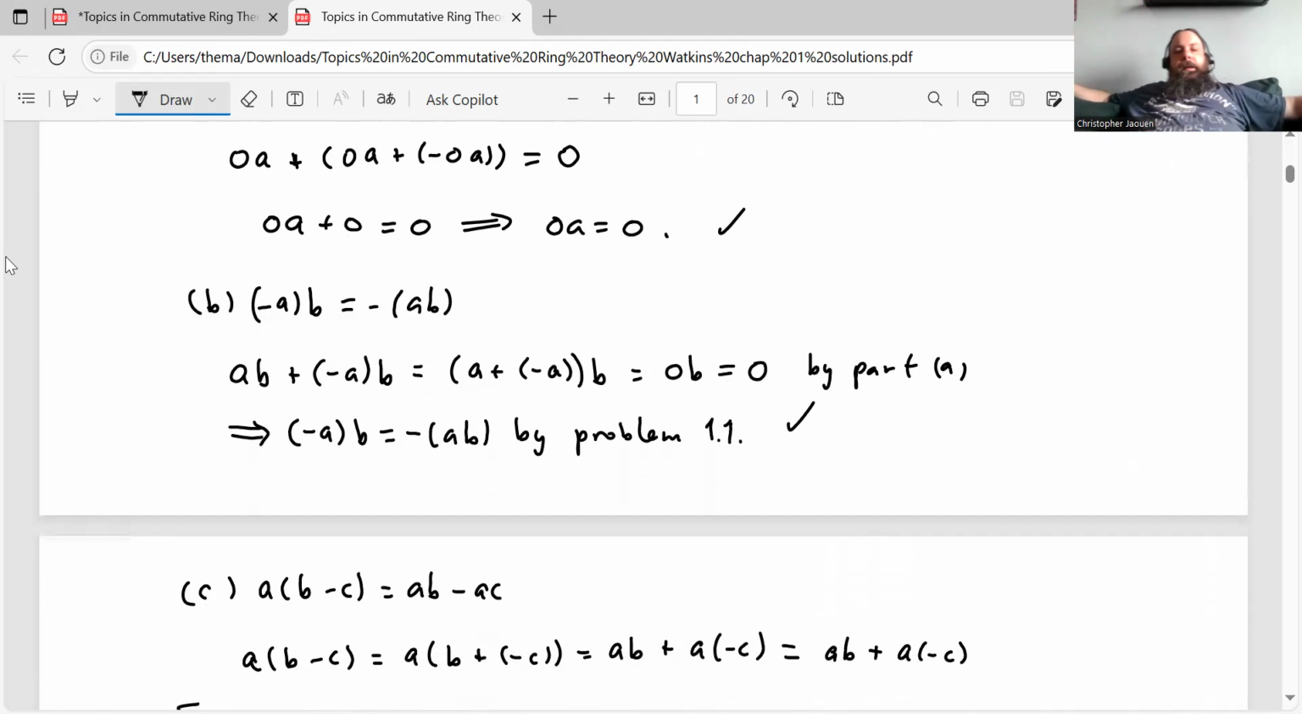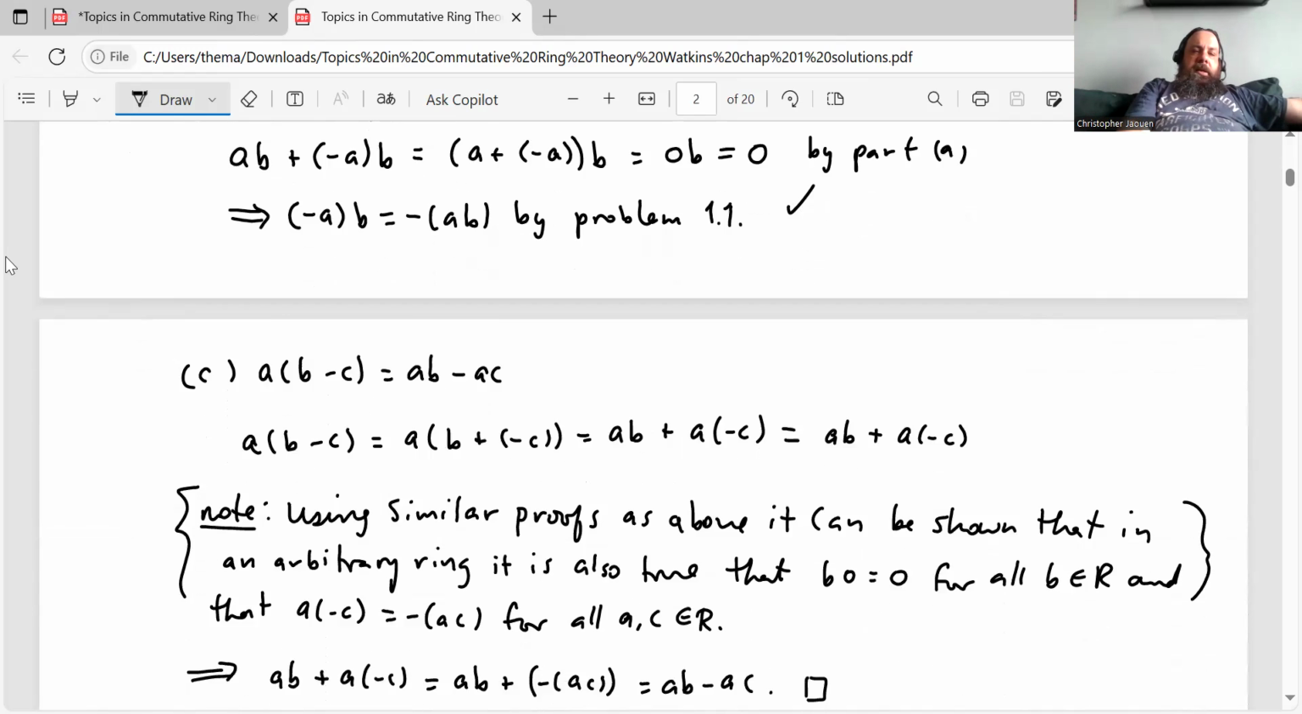Part B, negative A times B is equal to the additive inverse of A times B. When I say negative here, again, I should be careful. What I mean is the additive inverse of A times B is equal to the additive inverse of AB, the element A times B. All right, and here's my proof. AB plus (the additive inverse of A) times B equals, by the distributive law, (A plus the additive inverse of A) times B, which is 0 times B, which is 0 by part A, which implies that the additive inverse of A times B is equal to the additive inverse of AB by problem 1.1.